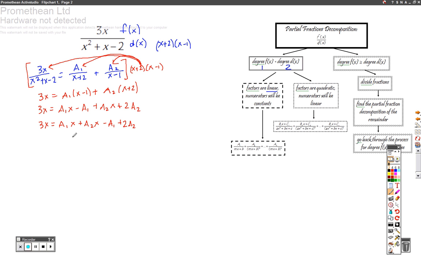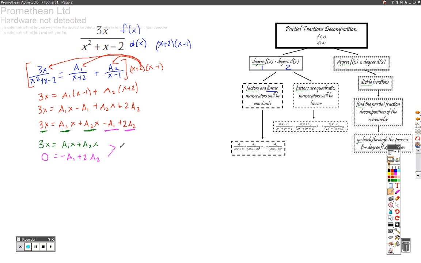So now I'm going to compare things. So this has an x, this has an x, and this has an x. They're all going to go together. So the 3x is going to be equal to a1x plus a2x. Now I have these two, and we'll change color to see that they go together. For this a1 and a2, there's no constant, so we're going to just make that constant 0, and it's going to be equal to negative a1 plus 2a2.